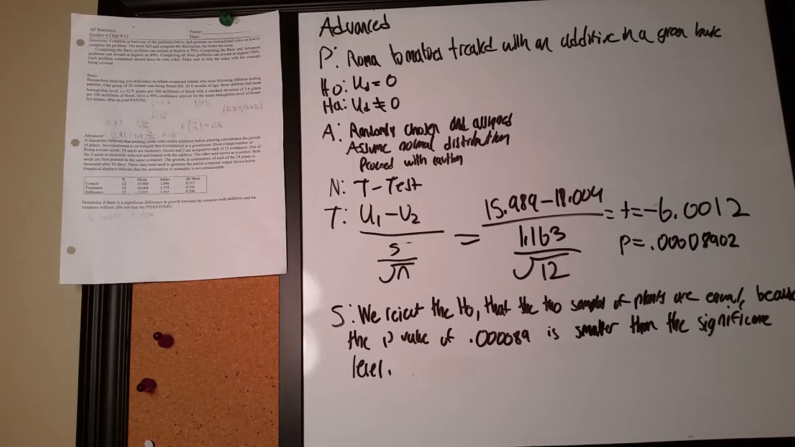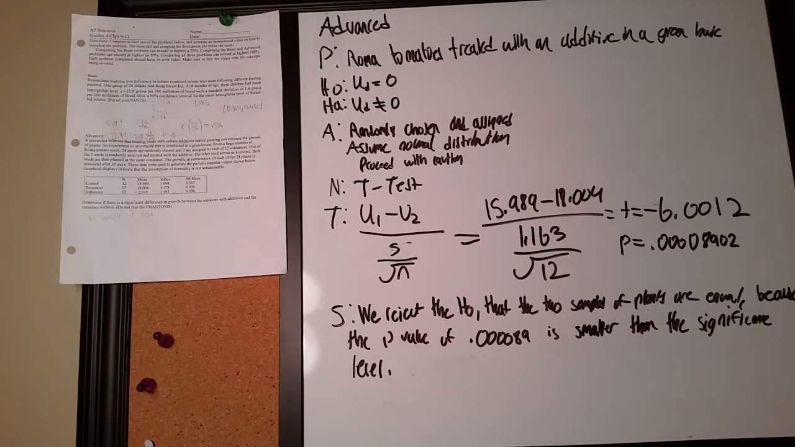The advanced problem. In this problem, I'm going to teach you how to use a t-test to analyze a problem and to determine if there is a significant difference between two samples. So this problem gives us two samples of tomatoes, one that is treated with an additive and one without it, a control, and it asks us if there is any significant difference between the two groups.